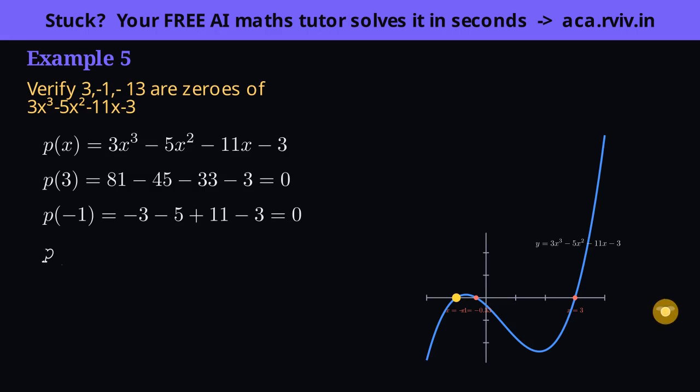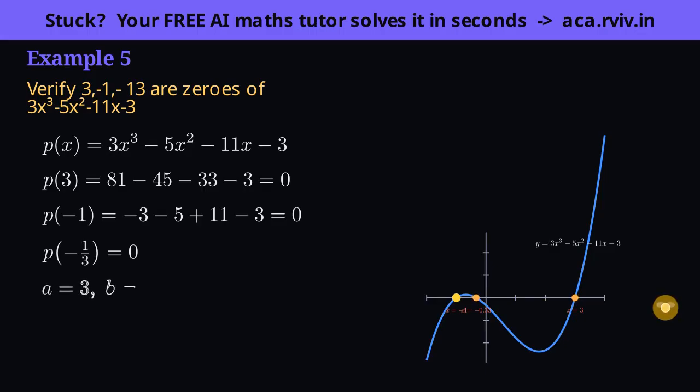Finally, x equals -1/3. Substituting and simplifying gives 0 as well. All three values return 0, so all three are confirmed zeros, and since a cubic can have at most 3, we've now found every one of them. On to the relations.